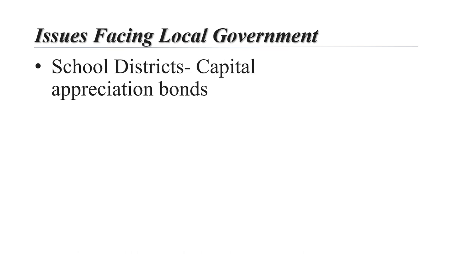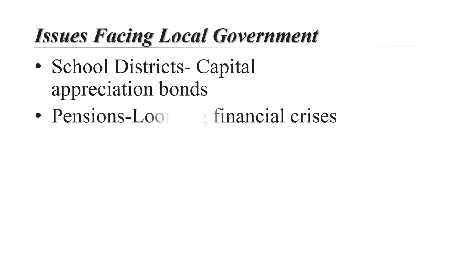Now, what are some of the issues that face local governments today? Well, the different local governments in Texas often raise money through specific or special mechanisms. One is called the Capital Appreciation Bond, which is used primarily by school districts to raise revenue for development in times of rapid population growth. It's long-term and high yield, meaning the people that buy it will hold on to the bonds for a while, but they pay out pretty good.